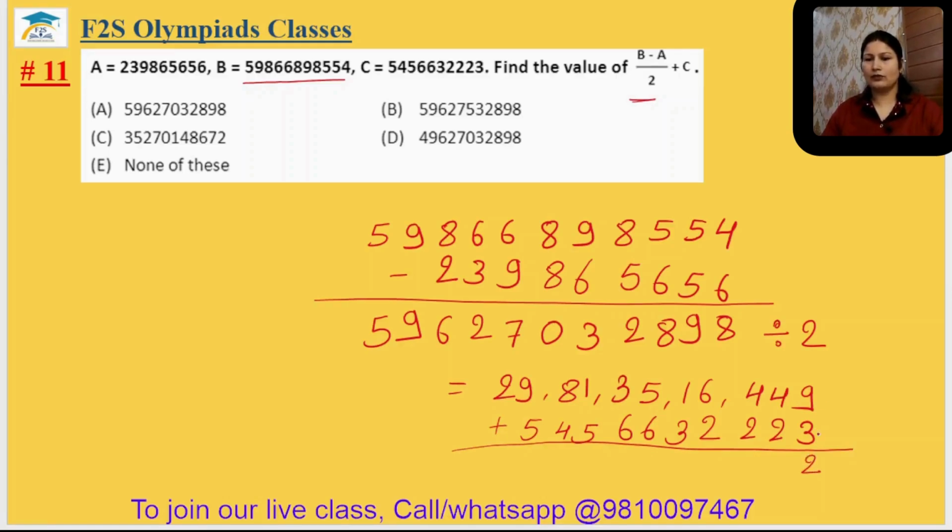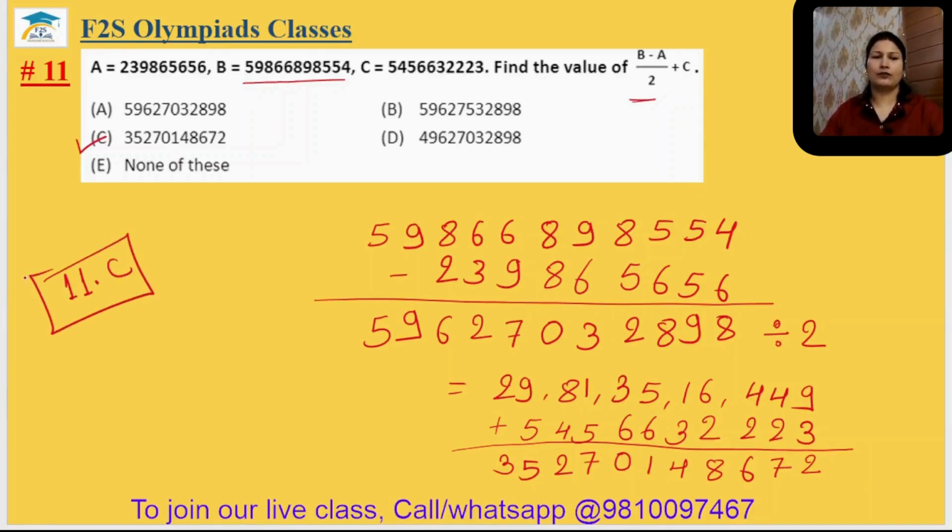9 plus 3, 12. Carry 1. 4 plus 1, 5, plus 2, 7. 4 plus 2, 6. 6 plus 2, 8. 3 plus 1, 4. 6 plus 5, 11. Carry 1. Here 10. Carry 1. Here 7. Here 12. Carry 1. Here 15. Carry 1. Here 3. 35270148672. You can find it in the option number C. So 11th answer is option C.